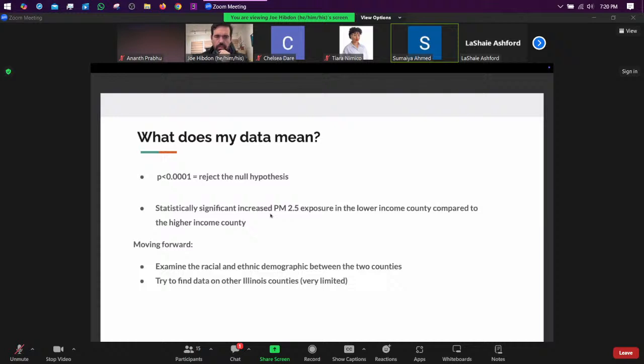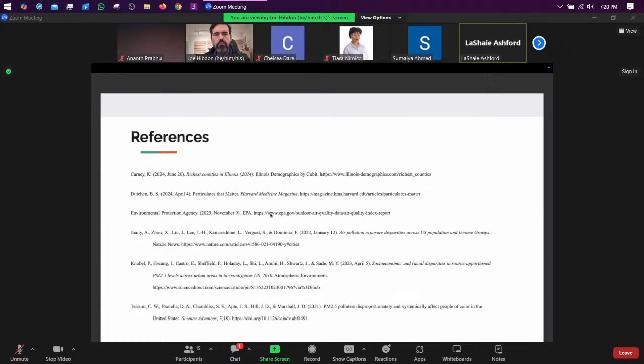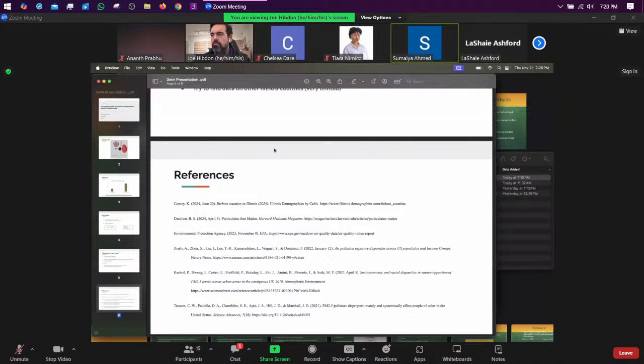And moving forward, I plan on examining any racial or ethnic demographic differences between the two counties. And also, I'm going to try finding data on other Illinois counties, even though it's been very limiting. I've been noticing the lower the average income of a county, the harder it is to find air quality data for it. But yeah, that's what I plan on doing moving forward. And my references. Thank you.